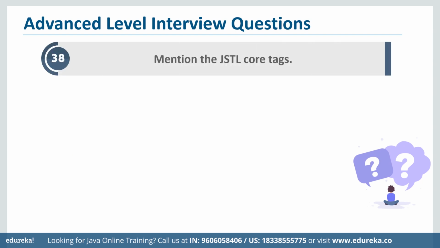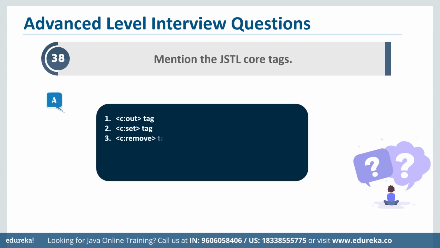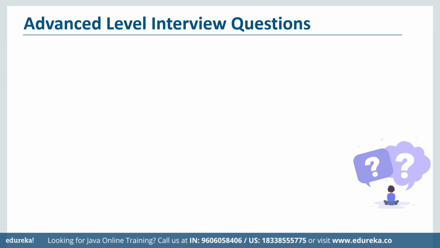The next question is, mention the JSTL core tags. The answer is as follows. The important JSTL core tags are c:out tag, c:set tag, c:remove tag, c:if tag, c:choose tag, c:when tag, c:otherwise tag, c:catch tag, and c:redirect tag. Now, let us move on to our next question.